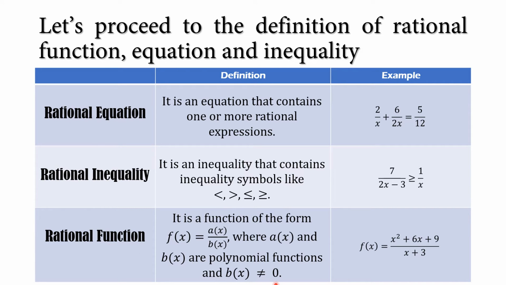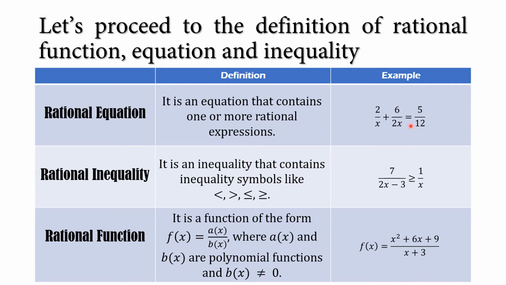Here is the example. f of x equals x squared plus 6x plus 9 all over x plus 3. Both numerator and denominator are polynomials. And the denominator, the b of x, is not equal to 0. Okay, so that's how easy it is to identify whether it's a rational equation, a rational inequality, or even a rational function. All we need to do is to remember, try to be vigilant, okay? To look for some clues.